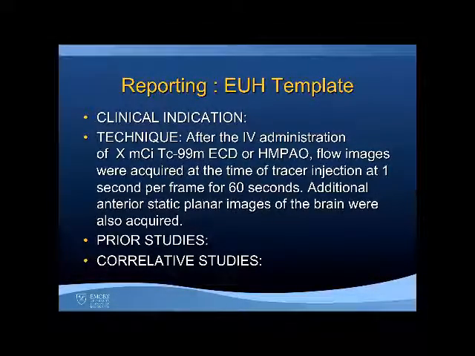I have the Emory template for you to look at. As I said, in the technique section, we would talk about what tracer was used, what activity was given, how we acquired the images, and if there are any prior studies. Sometimes we can do a repeat study if a study was initially inconclusive. And correlative imaging, sometimes there would be CTs or MRIs to look at, and it's pertinent to look at correlative imaging if available.